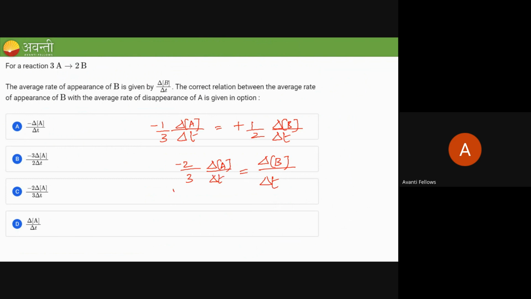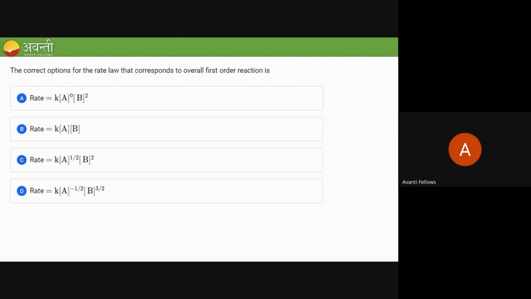So the rate of appearance of B is given by this equation. Minus 2 by 3 del A by del T is given in option C. So option C is the correct answer for this question. Just write the rate of the reaction and get the answer by cross multiplying, taking the term which we want on one side and the other things to the other side. Okay, coming to the next question.